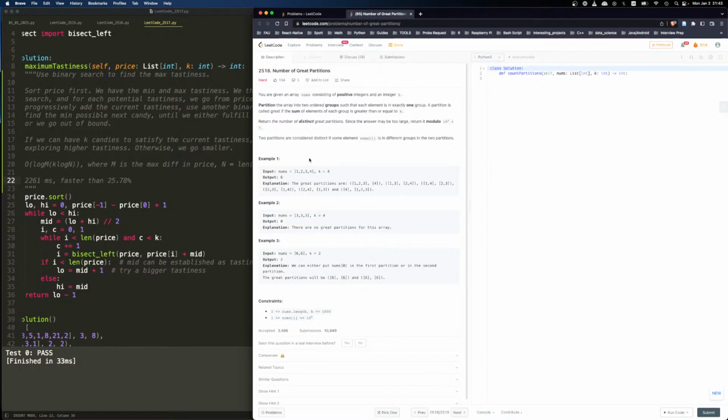All right, number of great partitions. Oh man, it's such a bad record. I'm not confident in my ability to solve this one, honestly. But we'll never be afraid. We march on. What do we have? An array of numbers consisting of positive integers and an integer k.